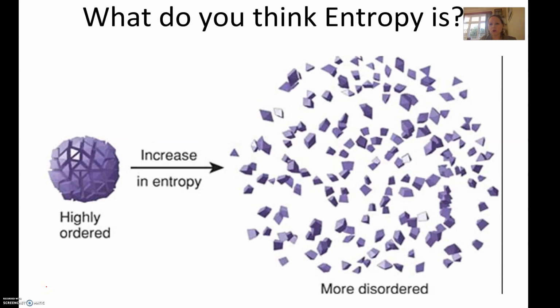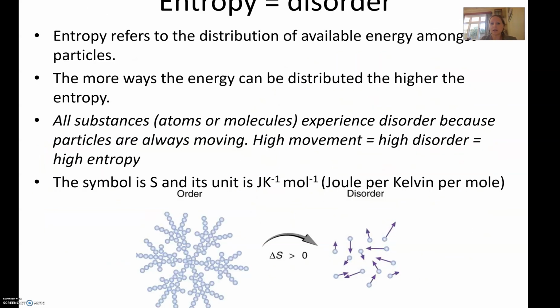So first of all, from looking at this picture, what would you think entropy is? Normally I'd ask that to you as a class, but obviously I can't get a response. If you look here, we've got this sphere which is highly ordered, and then it says entropy increases, and you can see that it's massively disordered here. So entropy is in fact a measure of disorder. The more disordered a system is, the higher its entropy. So entropy in a nutshell simply means disorder.